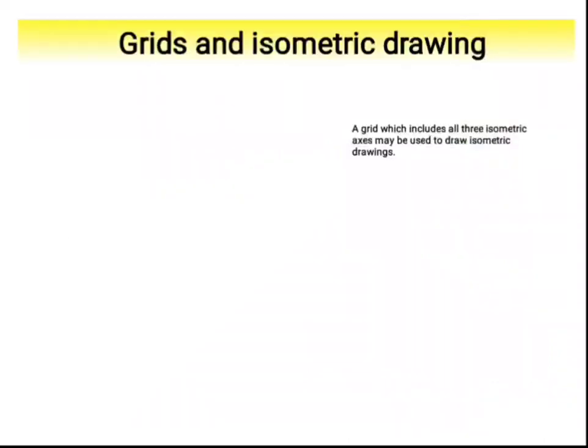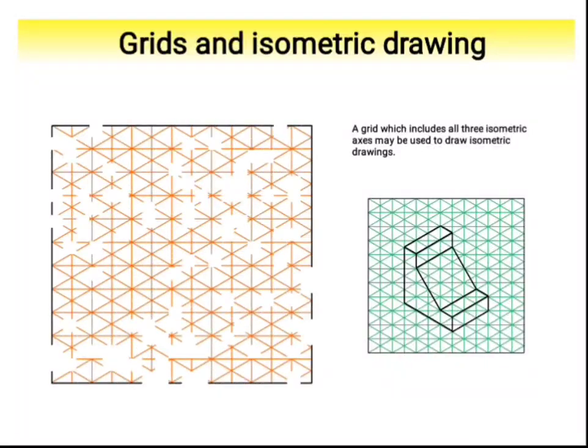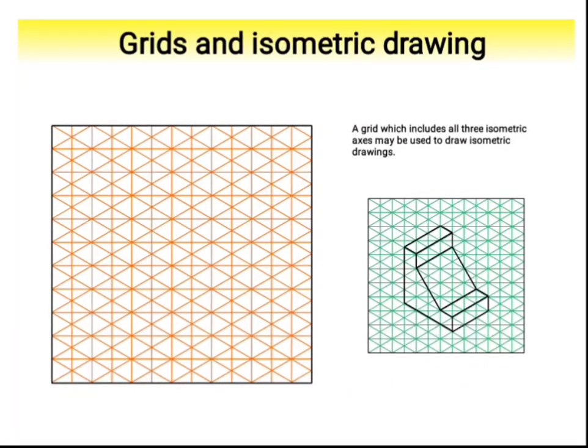Okay. In university examinations, generally they provide sheets with grids. A grid which includes all the three isometric axes will be very helpful in the examination hall to finish these drawings quickly. It will be like this. X, Y, Z coordinates can be easily marked, and we can finish the drawing quickly.